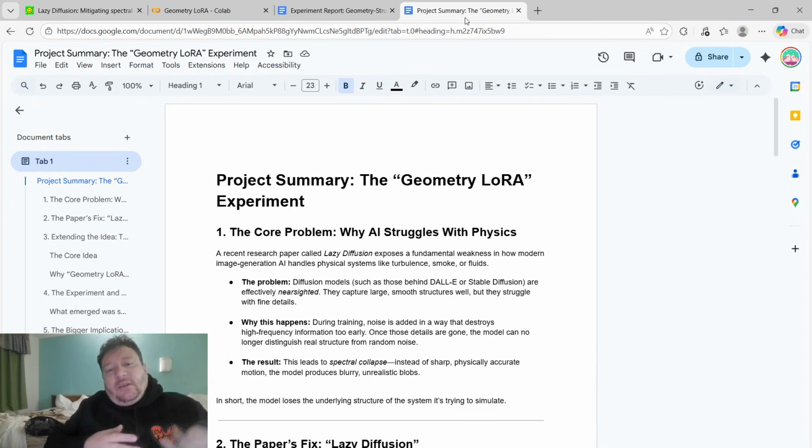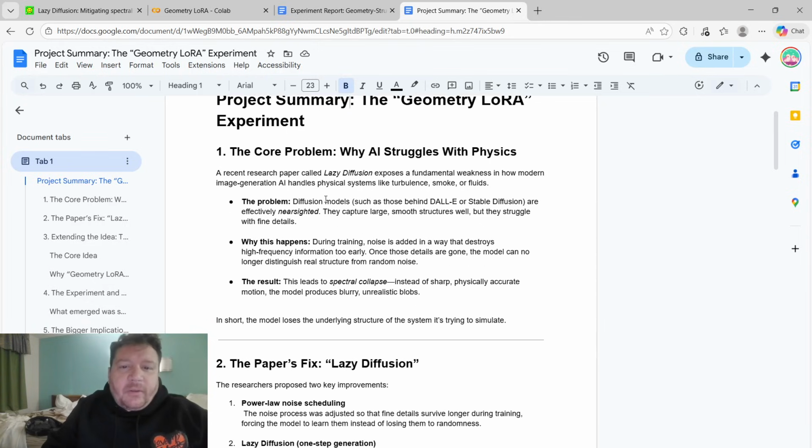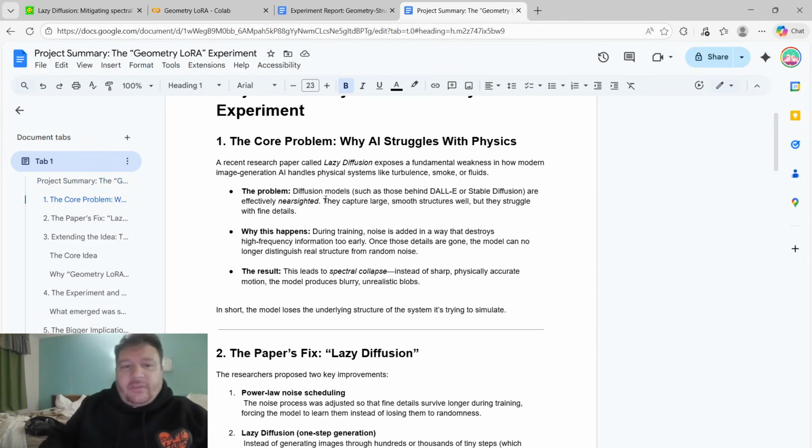But let me dive into the background of this experiment and of this paper, relating it to the paper, etc. My experiment that I ran was the Geometry LoRA experiment, and the core problem within all of this, as pointed out by the Lazy Diffusion paper, is that AI struggles with physics. A recent paper called Lazy Diffusion exposes a fundamental weakness in how modern image generation AI handles physical systems like turbulence, smoke, or fluids.